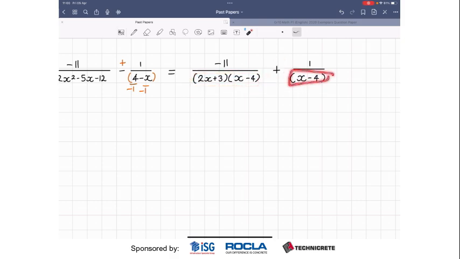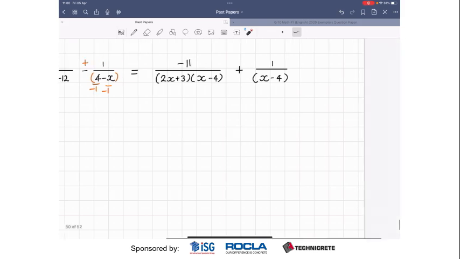So this fraction here has already got the x minus 4, and the only thing that it's missing is this 2x plus 3. So I'm going to multiply the whole fraction by 2x plus 3. Well, I want to multiply the denominator by 2x plus 3, which means that I'm going to have to multiply the numerator by 2x plus 3, because 2x plus 3 over 2x plus 3 is equal to 1. So if I multiply the whole fraction by this 2x plus 3 over 2x plus 3, it's the same as multiplying it by 1, so I'm not changing the value, but what I am doing is getting the denominators to look the same.